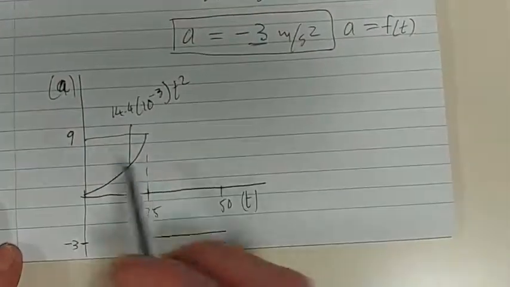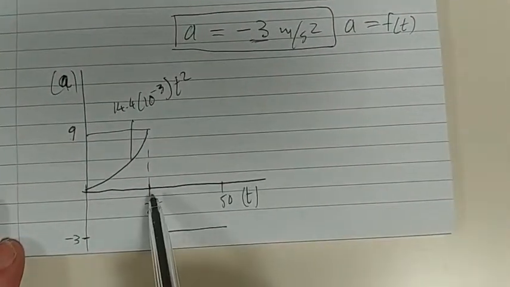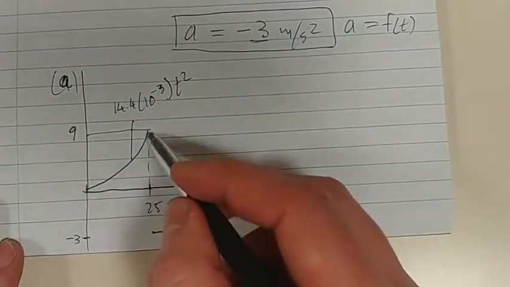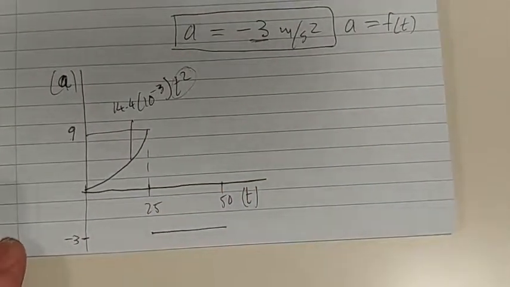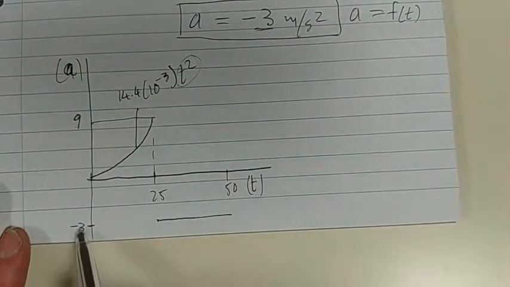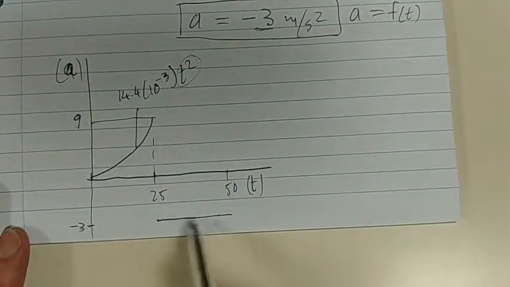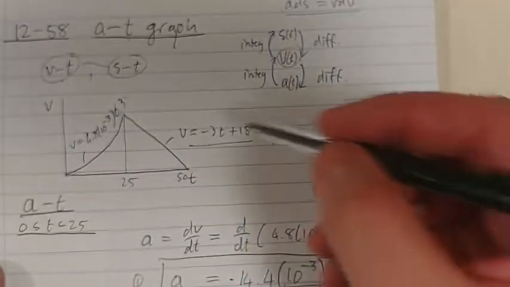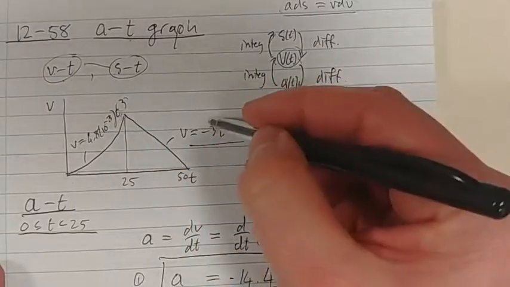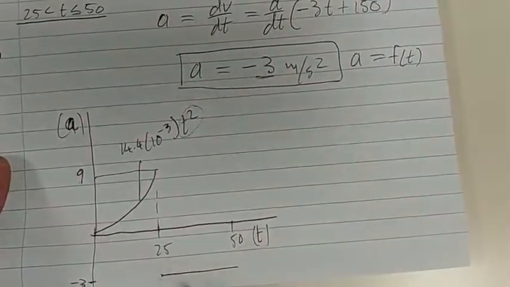There's our function. So during the first 25 seconds, we are accelerating quadratically. And then during the next 25 seconds, we are decelerating at a constant minus 3. That makes sense, right? Because a linear function of velocity should give us a constant. And what is the slope? The slope is minus 3. And so we get minus 3 over here.